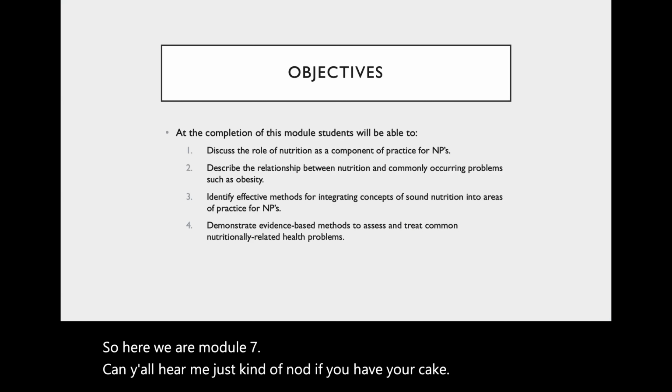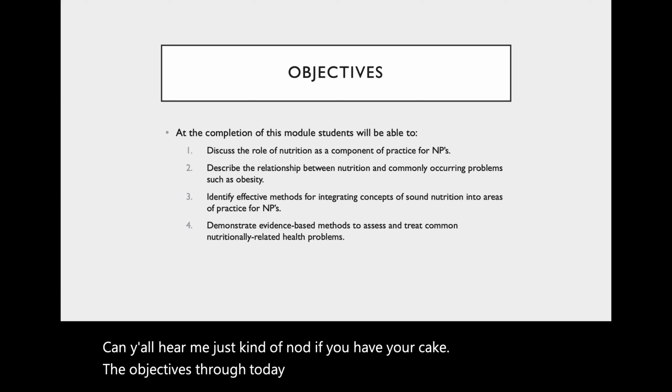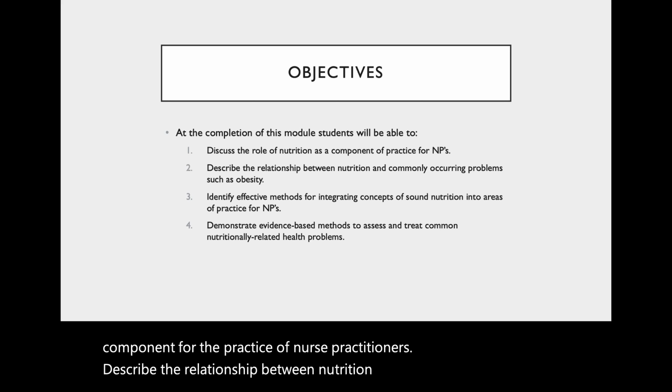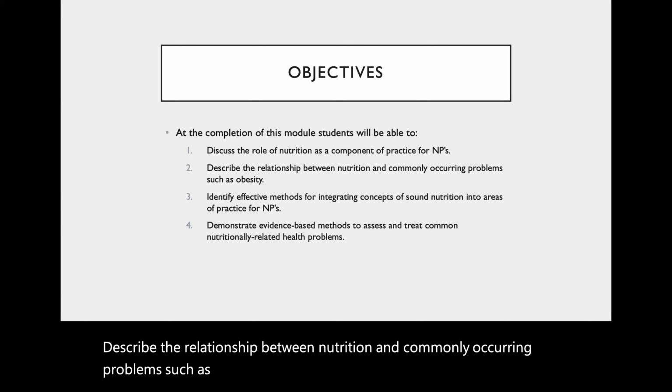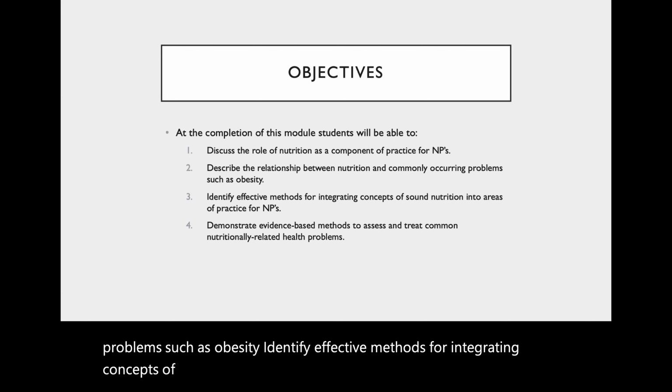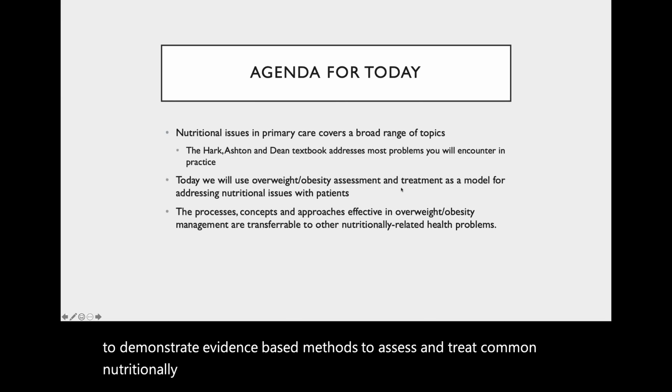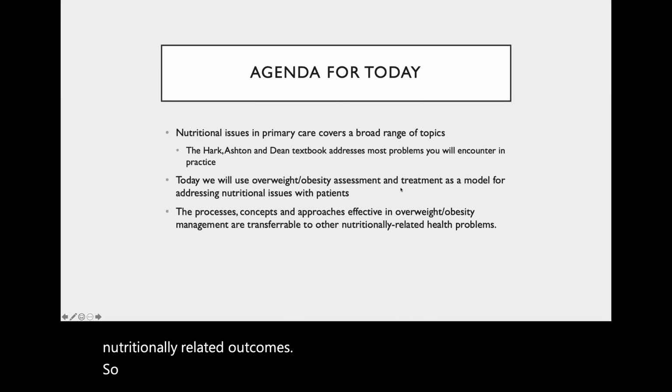The objectives for today are to discuss the role of nutrition as a component for the practice of nurse practitioners, describe the relationship between nutrition and commonly occurring problems such as obesity, identify effective methods for integrating concepts of sound nutrition into areas of practice for nurse practitioners, and to demonstrate evidence-based methods to assess and treat common nutritionally related outcomes. So for today, we're going to talk about obesity.